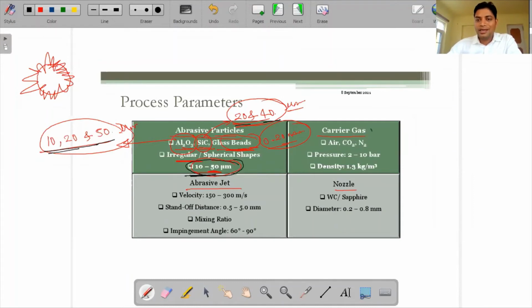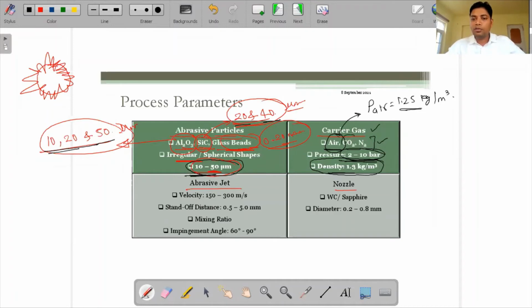Next is the carrier gas. Simply air is available, or apart from this, CO2 and N2 can also be used for this purpose. The pressure we maintain is in the range of 2 to 10 bar from the air compressor. The average density is 1.3 kg per meter cube. Air generally has a density of about 1.25 or 1.215 kg per meter cube.